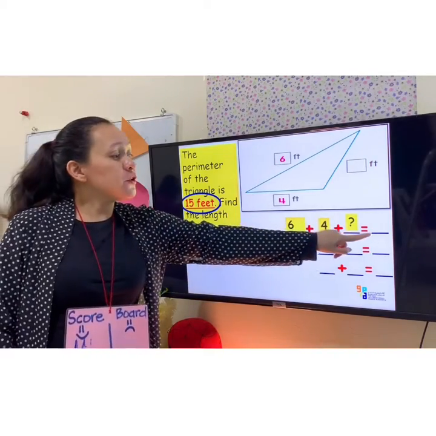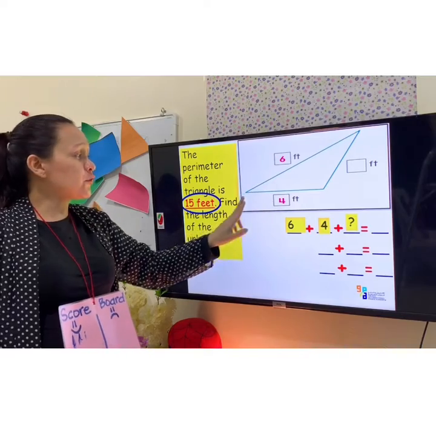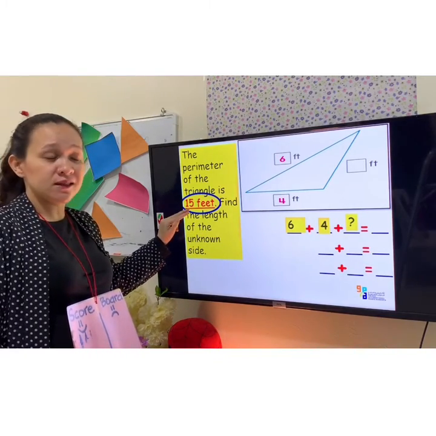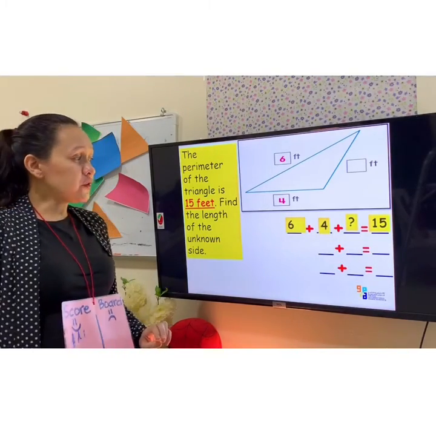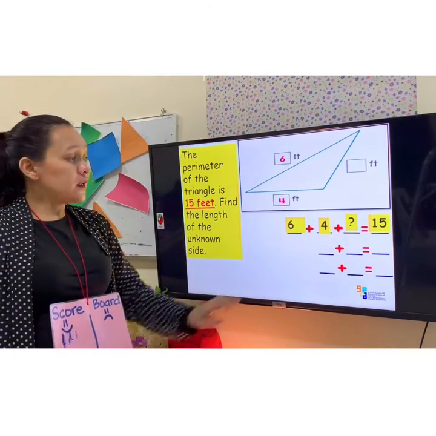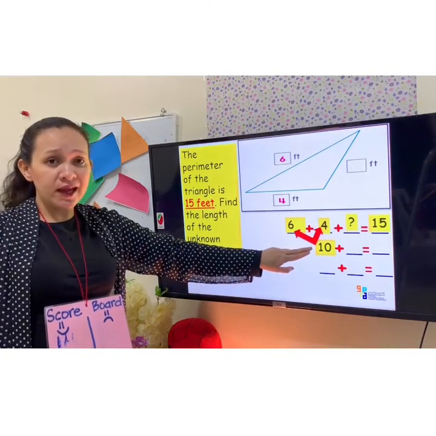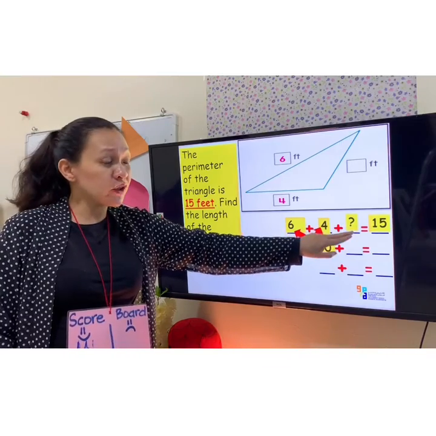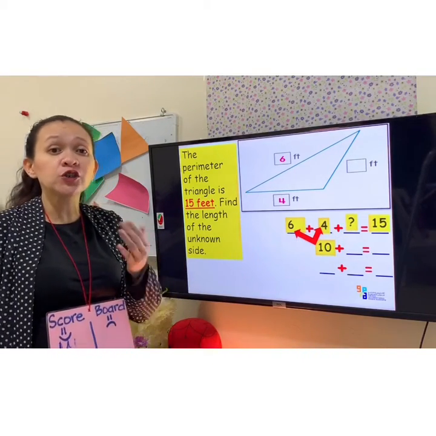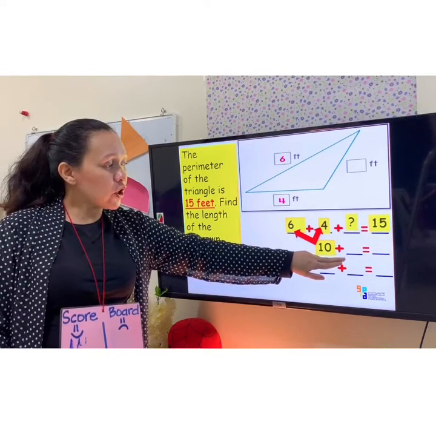You are going to put here what is the perimeter of this shape. The perimeter of this shape is 15 feet. So you're going to put here 15. Now after that, you're going to add here 6 and 4. So the answer is 10. And then you're going to put here the unknown number, which is the question mark, because you don't know what is that number. So you're going to put here question mark.